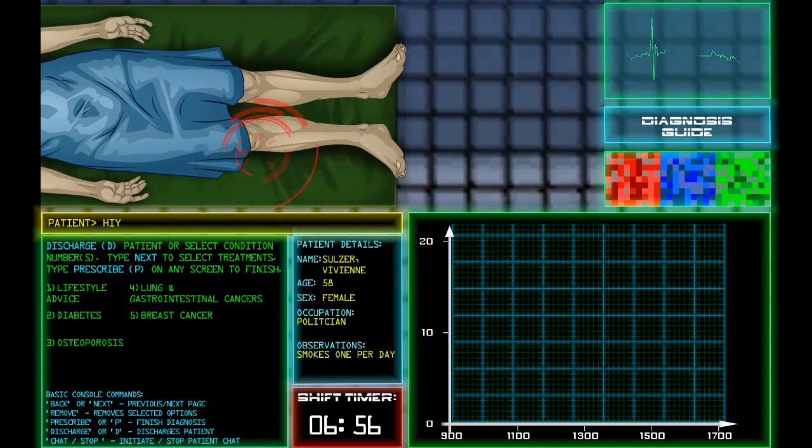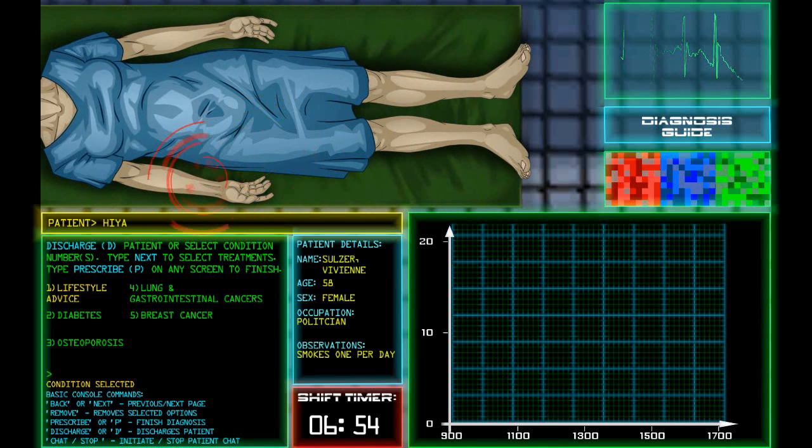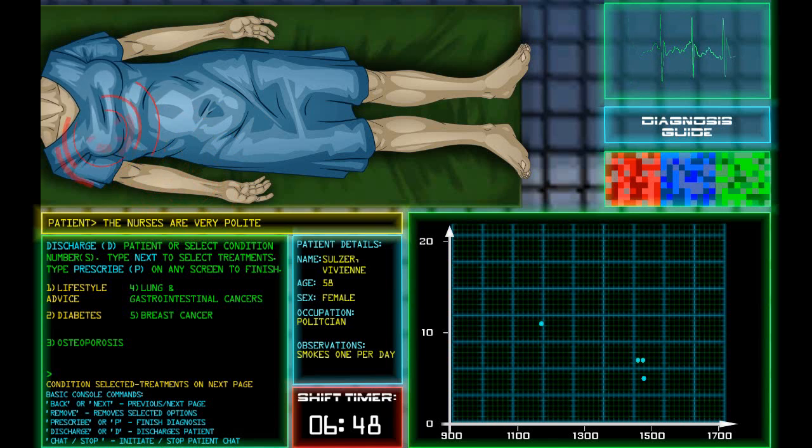Smokes once a day. Guys need to stop that. Diabetes. You've got that. The nurses are very polite. Well, good for that. Above the 1 mark, right? We were looking for above the 1 mark. You look like you're above the 1 mark there. Getting a few too many errors. I don't like that, but it looks like you're healthy there.